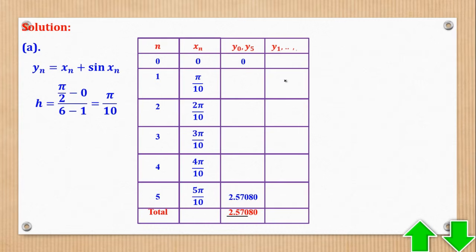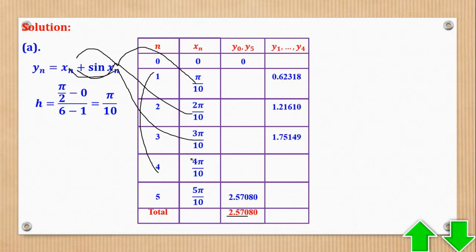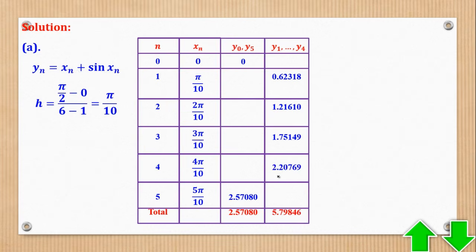Then the last column will be for the intermediate values. So still the calculator should be in radians. So substitute this one here and here where there is x to come up with that. Then substitute this one here and here to come up with that. Substitute this one here and here to come up with that. Substitute this one here and here to come up with that. Then next use the calculator to add these ones to come up with that. So that is our tabulated values.